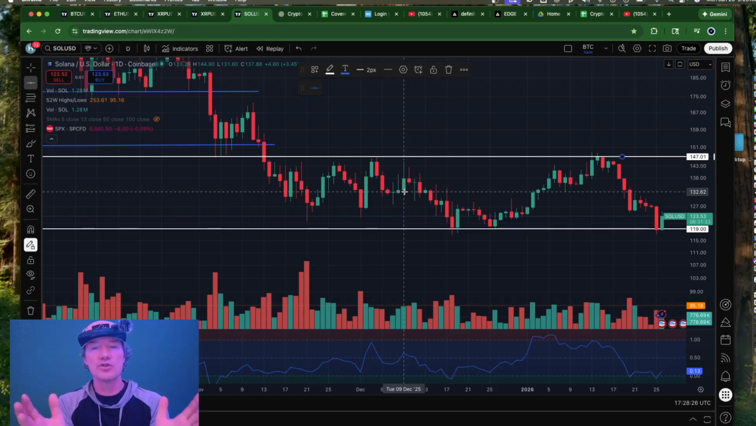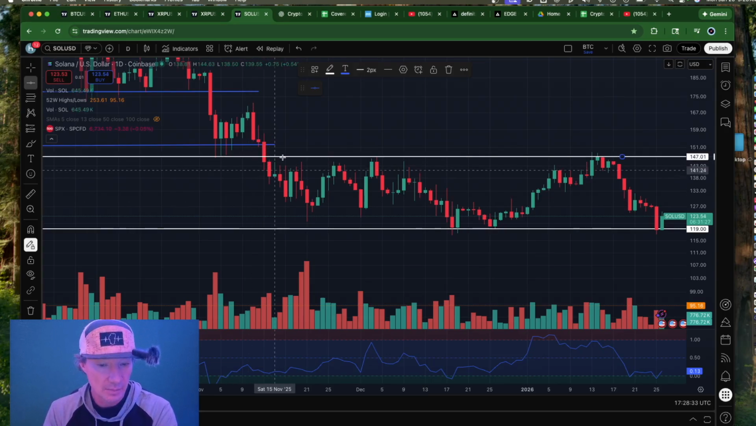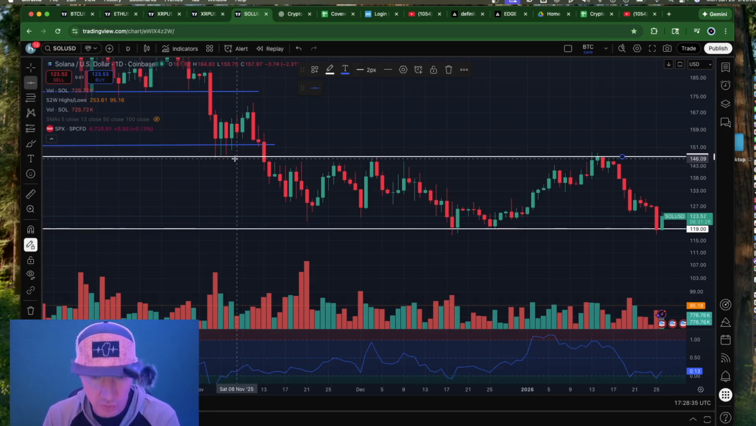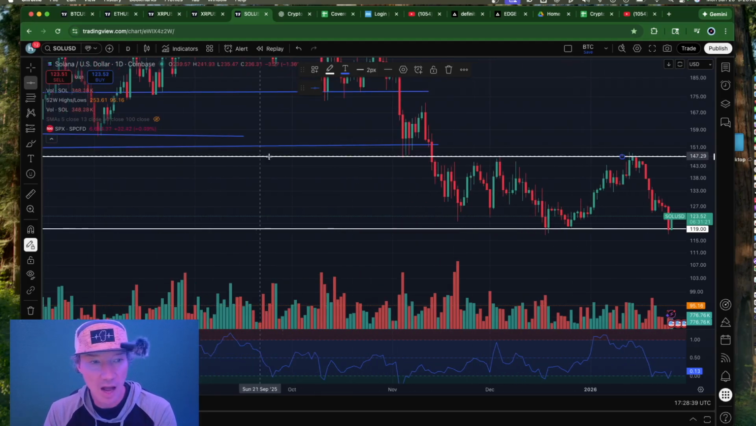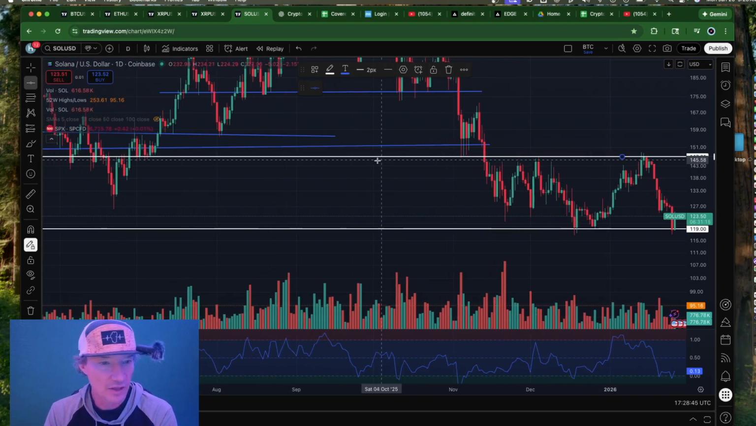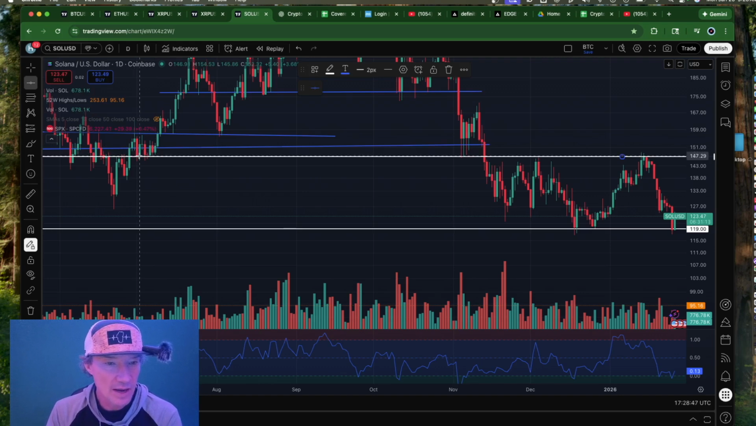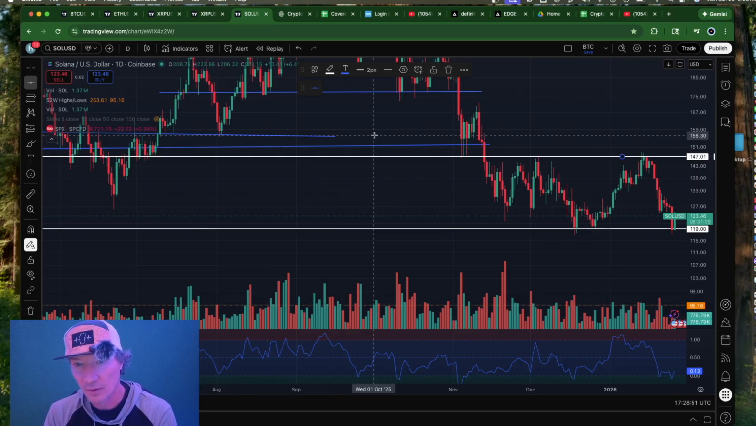Same is true the other way around. See how our top line is resistance? Well, guess what? Back here, back in November, this top line was acting like support. You see where it bounced off of this? Yeah, right here, people. Right here, it bounced off and went up. Bounced off and went up. Over here, bounced off and went up.